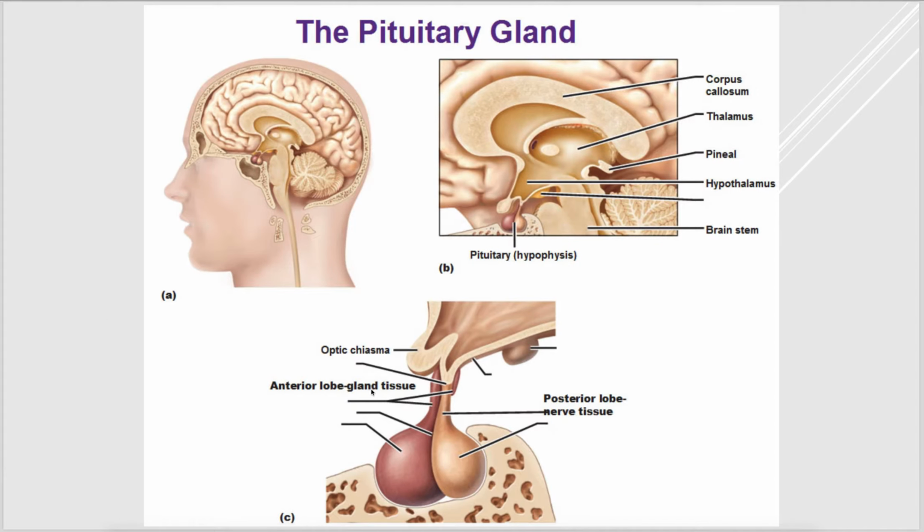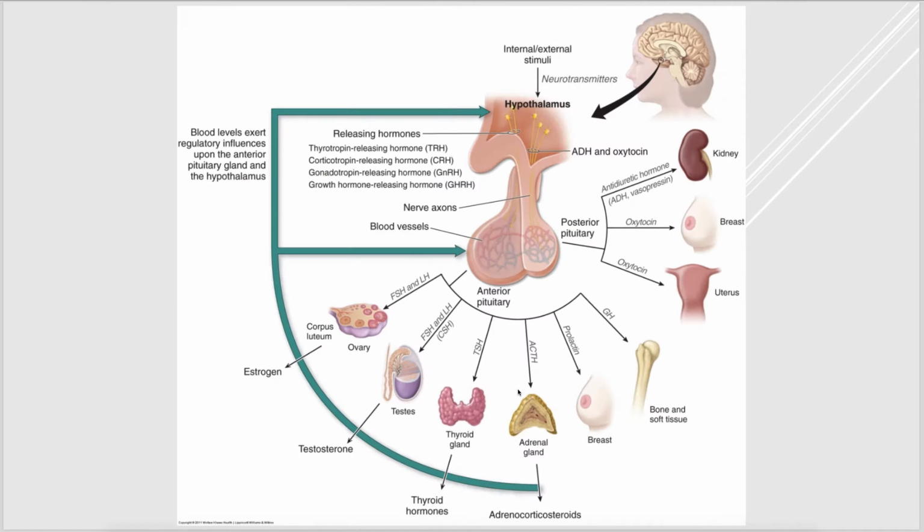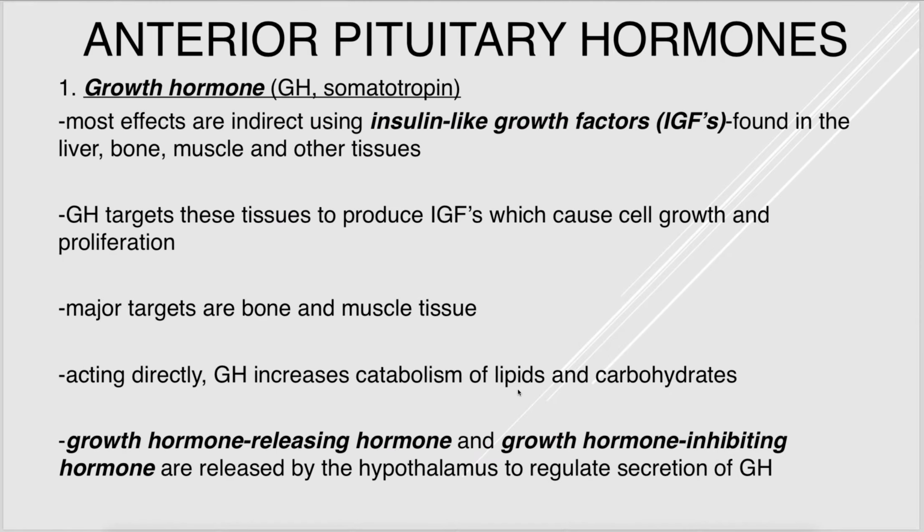So again, just showing this anatomy again. And now we're going to talk more about the relationship between the hypothalamus and the anterior pituitary, which is a little more complex. So we're going to go through each of these anterior pituitary hormones. The first one being growth hormone. Growth hormone is also known as somatotropin.